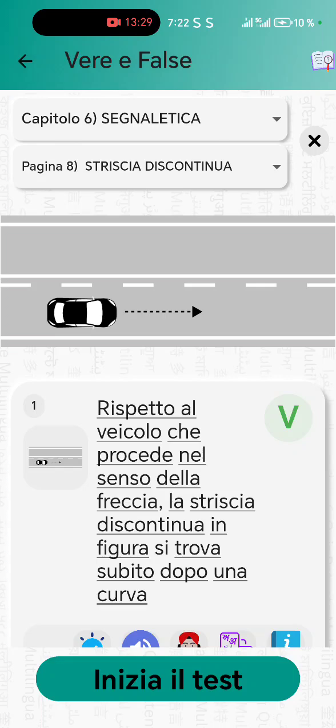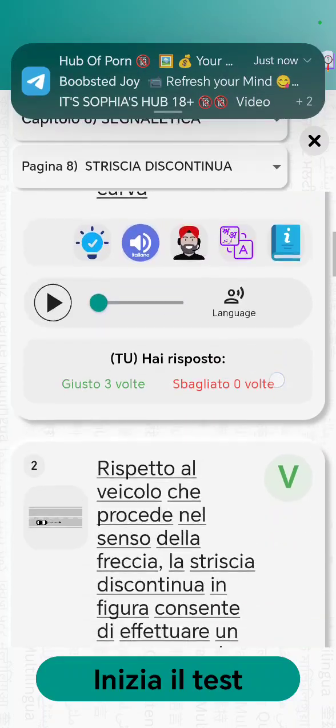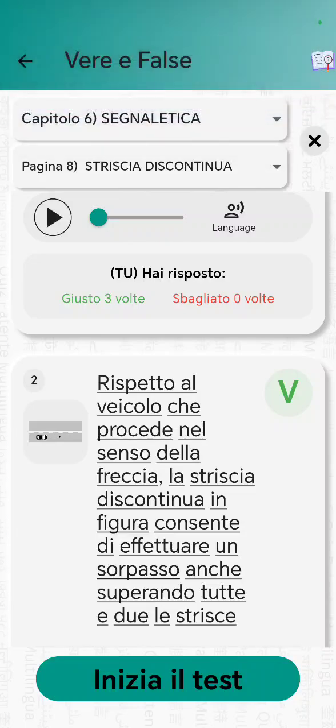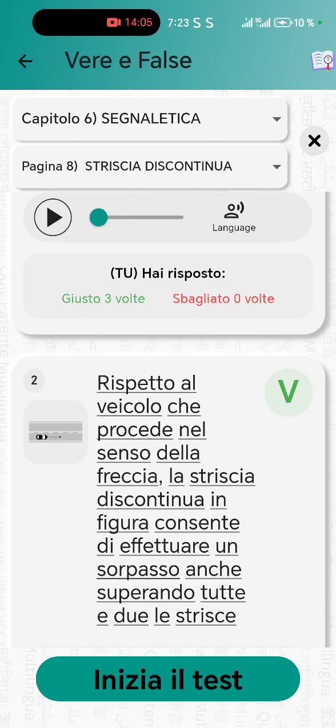So this one they tell us respect, the sense of movement, the sense of the vehicle. He said la striscia discontinua in figura. In this figure, he said that they see immediately after the curve, immediately after the curve road. This one na vero, guys. So this is what this discontinuous really talk about. This number 2 say rispetto ai veicoli che procedono nel senso della freccia.